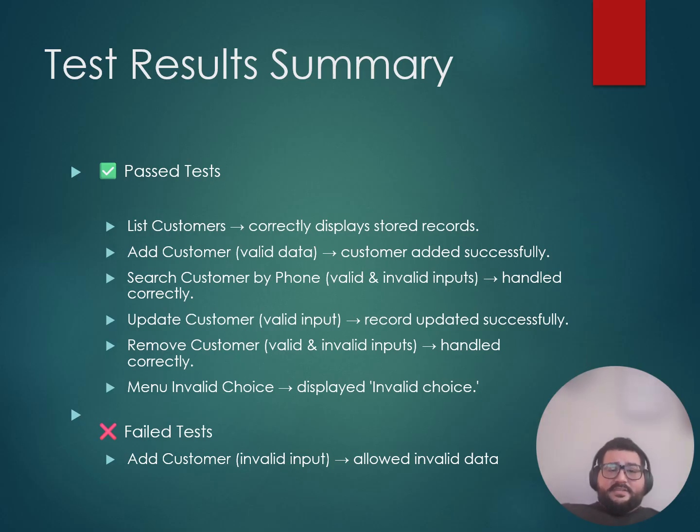So for our past tests, we were able to list our customers, add customers, search, remove, and ensure that our menu options work perfectly, right? This is where we failed. We failed in the add customer, the invalid input portion. The triggers weren't working properly. So we allowed invalid data to go into our database, which should not be happening.